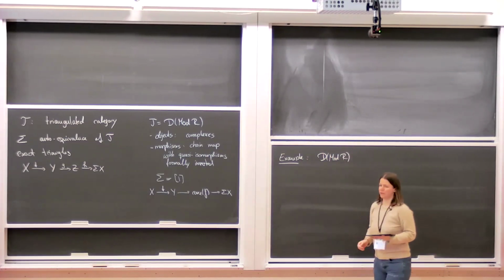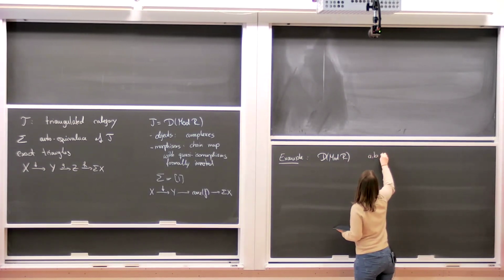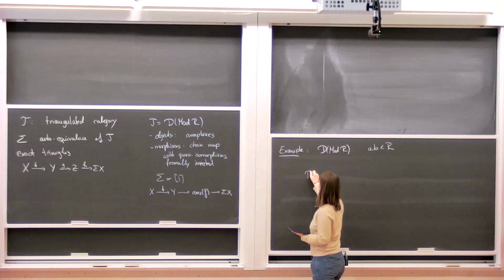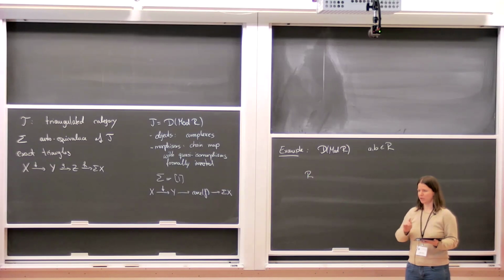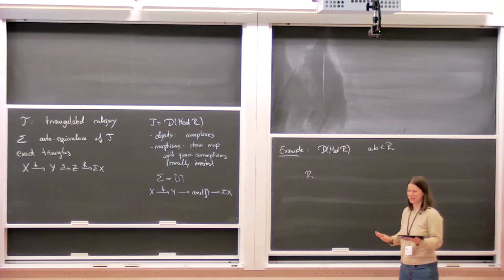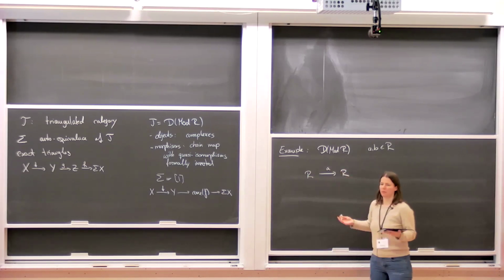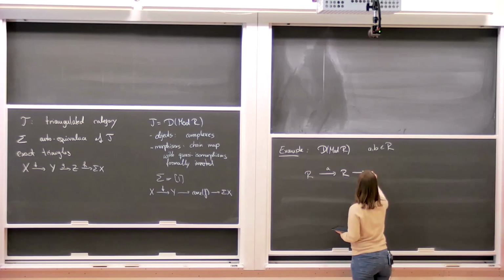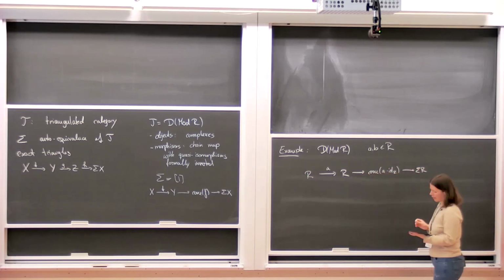So let's say in the derived category of a commutative ring, let's take two elements. Then I can view R as a complex concentrated in degree 0. I'm just going to write R, I'm not going to write all the zeros along it. And I can look at the map given by multiplication by A. We can ask, what is the cone of this thing? So this is an exact triangle.